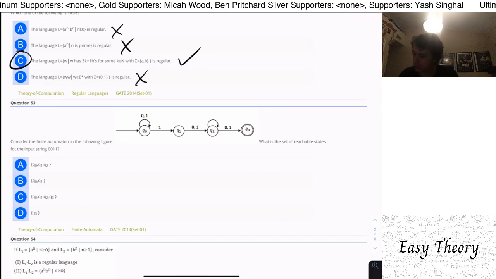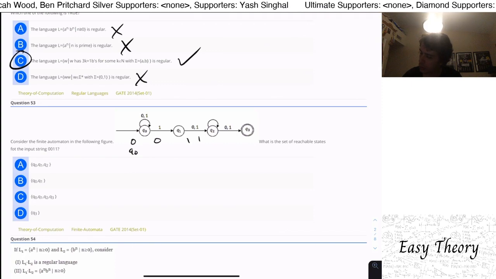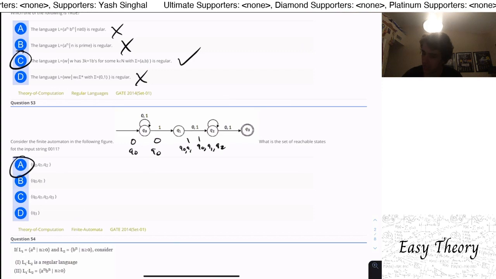What's the set of reachable states for the input string 0011? So 0 takes us to Q0. So with another 0, we go to Q0. 1 takes us to Q0, Q1. Another 1 takes us to Q0, Q1, Q2. So I think it's A in this case.